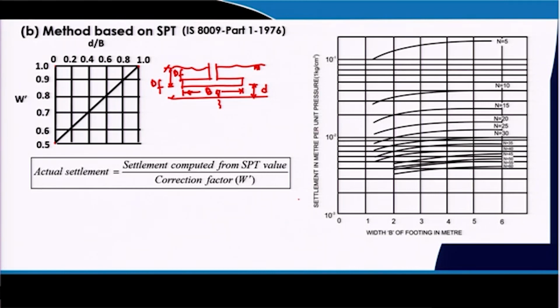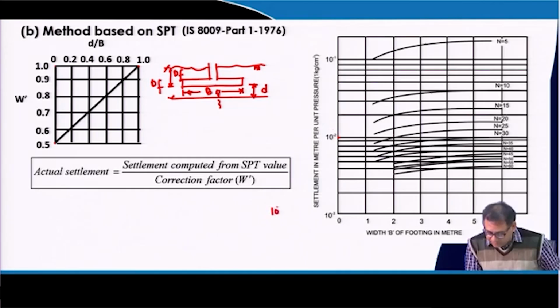That means I will get a settlement of, say, 10 to the power minus 2. That means my N value is, say, 15, 20, 25, this is 35, and my settlement value is this one. So the settlement value is 10 to the power minus 2 meter, that is for unit pressure, per kg per centimeter square. That means this settlement is for unit pressure. If your pressure increases, the settlement will accordingly increase.